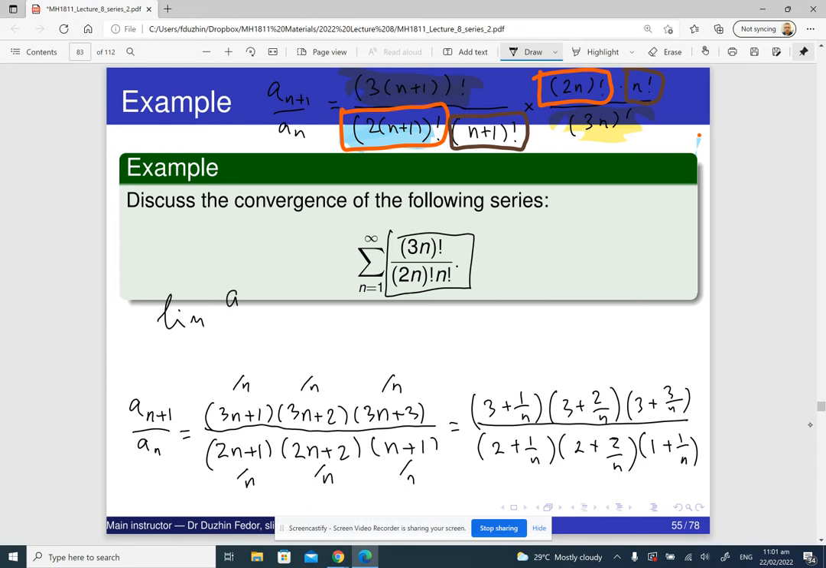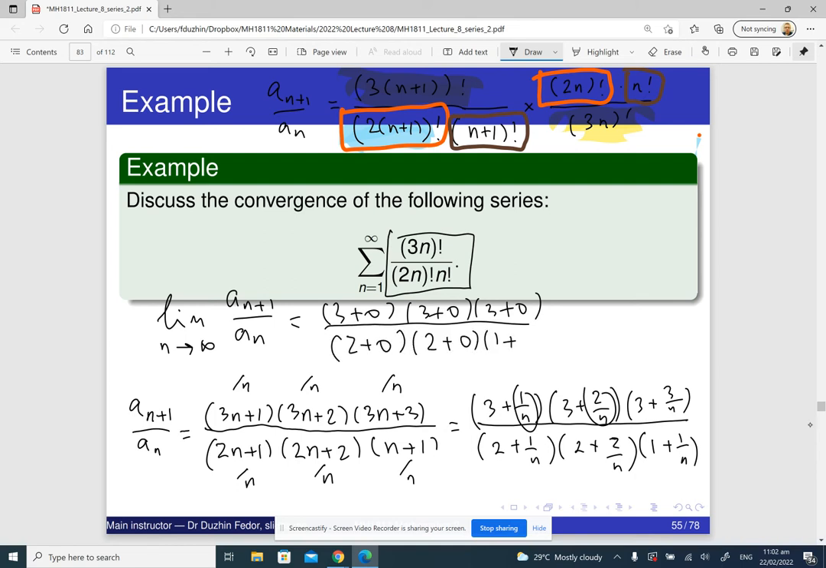So the limit of a n plus 1 divided by a n as n goes to infinity is where I'm taking the limit of this expression, and everything over n goes to 0. So it's going to be 3 plus 0 times 3 plus 0 times 3 plus 0 divided by 2 plus 0 times 2 plus 0 times 1 plus 0, which is 27 over 4, which is bigger than 1. And since it is bigger than 1, the series diverges.